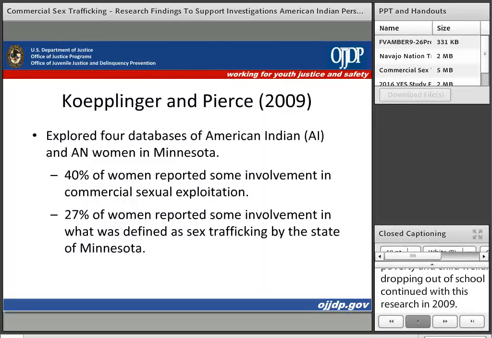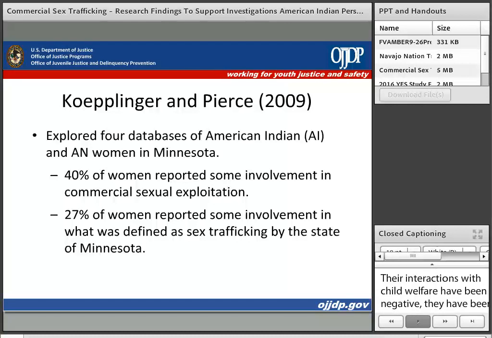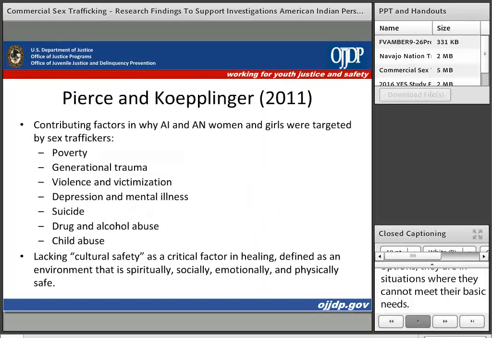They talked about the lack of safety of the victims who tried to exit. So how do they get out of the situation once they've gotten into it or once they've been snared into it? And they repeatedly spoke about in their research that safety was the key concern. How do you find safety? They have fear and distrust of authority. They have perhaps reported things before and the response was not supportive or helpful. Their interactions with child welfare have been maybe negative. They've been involved in juvenile justice. And they really have few options. They're in situations where they are unable to meet their basic needs. And then they have some important cultural rules that talk about shame and not talking about things and not speaking poorly about your community in a way that would keep someone silent.